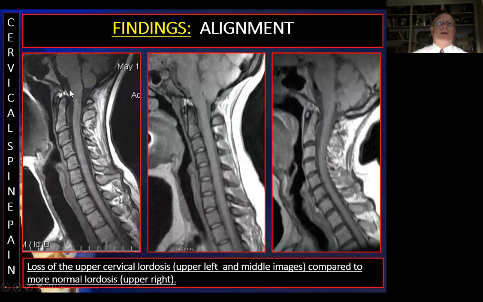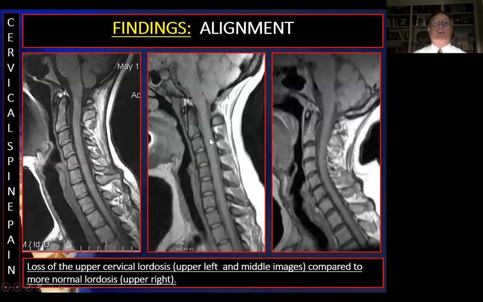So in T1, short TE images, you can't see this stuff as well. On intermediate weighted, look at the CSF, it's brighter. Now you can see the difference in the ligaments torn. You see a very high grade tear between here and there.